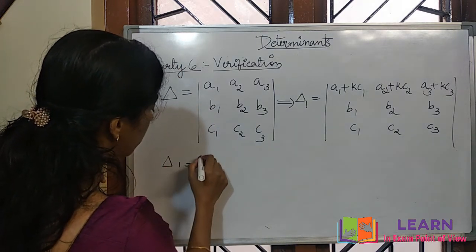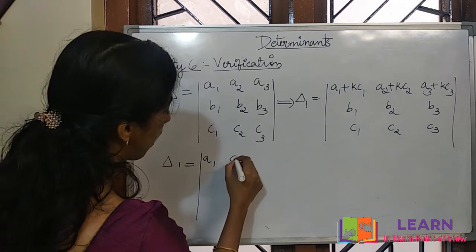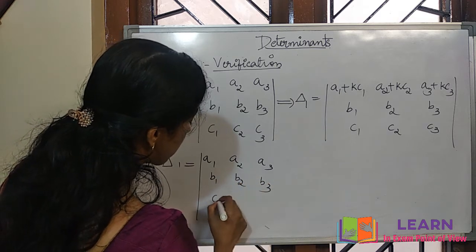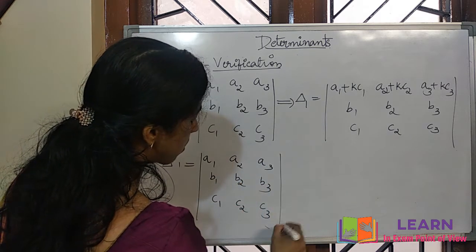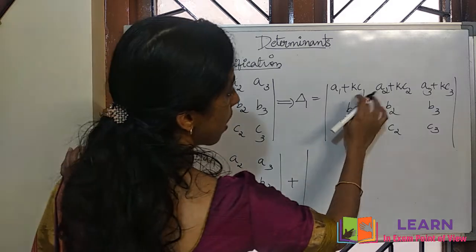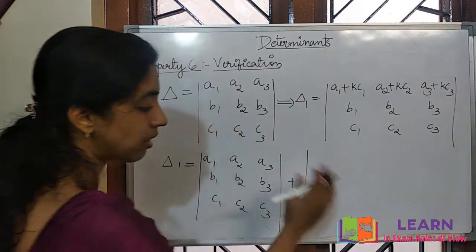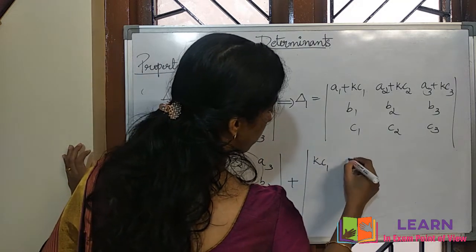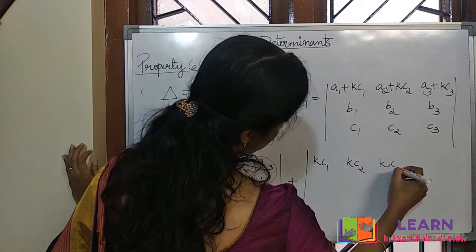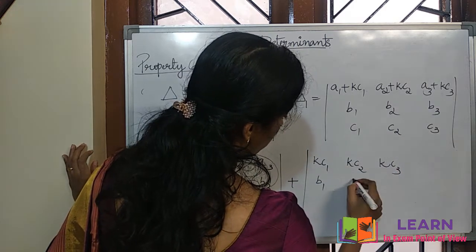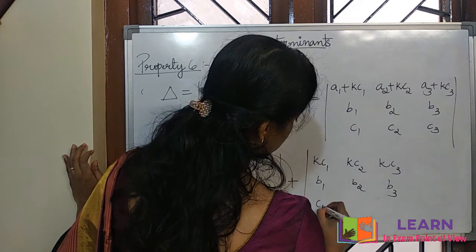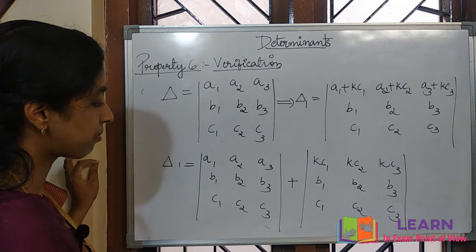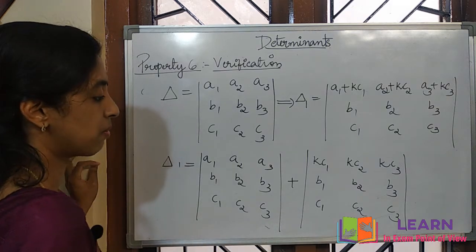Delta 1 can be written as how? A1, A2, A3, B1, B2, B3 and C1, C2, C3 as one determinant, plus the other as kC1, kC2, kC3, B1, B2, B3, then C1, C2, C3 as the other determinant. It is based on property 5. Clear? Now we got two different determinants.